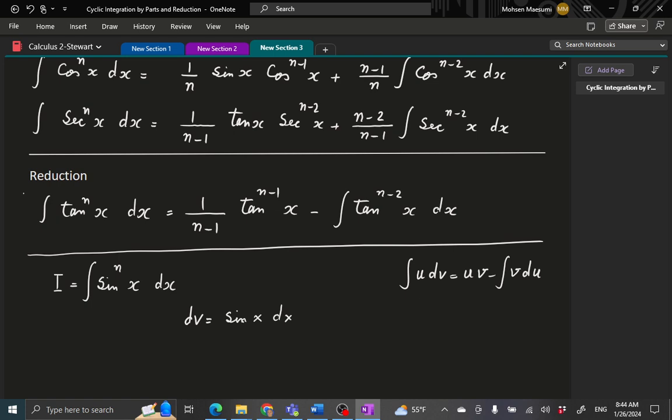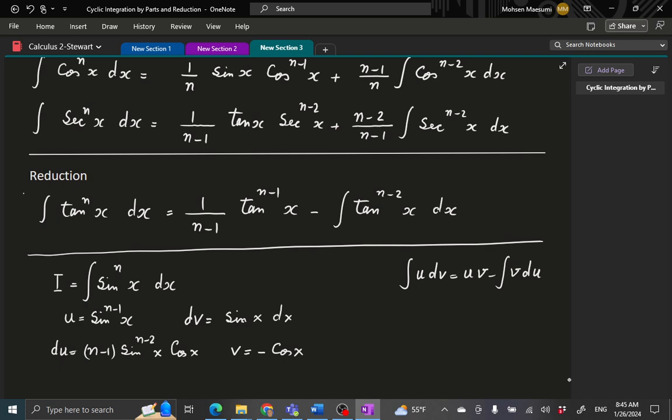Well, what is going to be left for u? If I remove a sine, I'm just left with sine to the power n minus 1 of x. Well, on the other side, I need the du and I need the v itself. So du is easy. I differentiate this thing, exponent times one less power, times the derivative of the base, which is cosine of x. How about v? v is a function whose derivative is sine. Well, that is going to be minus cosine of x.